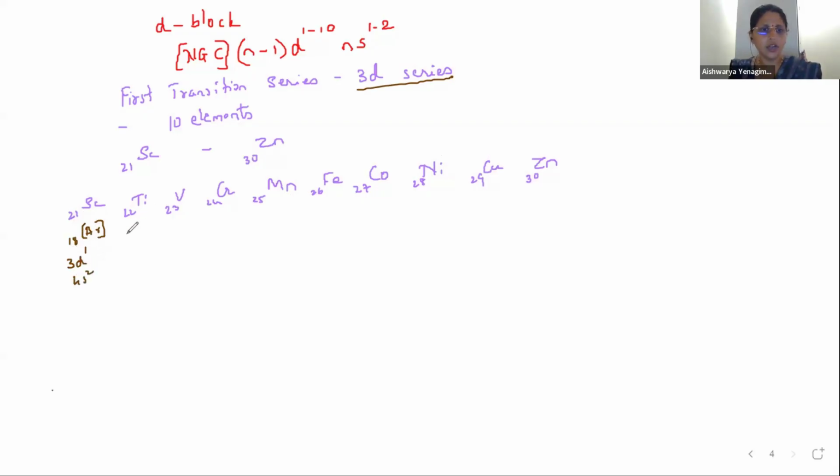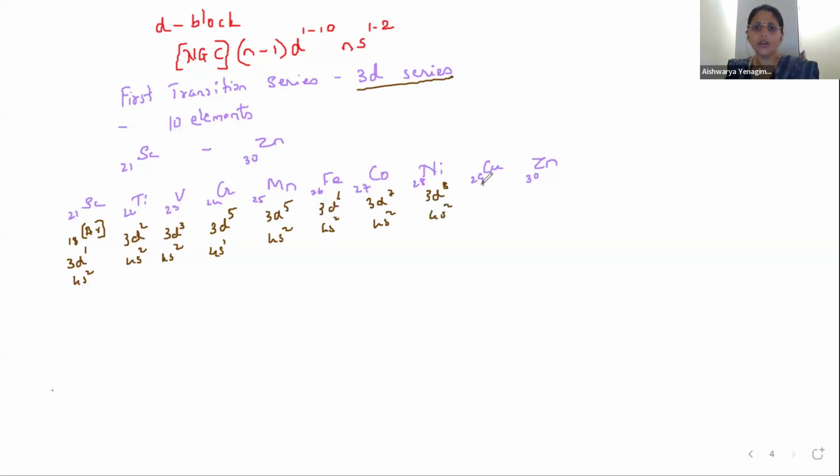So the penultimate shell is being filled. Titanium, the configuration is 3d2 4s2. Vanadium, 3d3 4s2. Chromium, you expect it to be 3d4 4s2, but it is not; it is 3d5 4s1. Manganese 3d5 4s2, iron 3d6 4s2, cobalt 3d7 4s2, nickel 3d8 4s2, copper 3d10 4s1, and zinc 3d10 4s2.